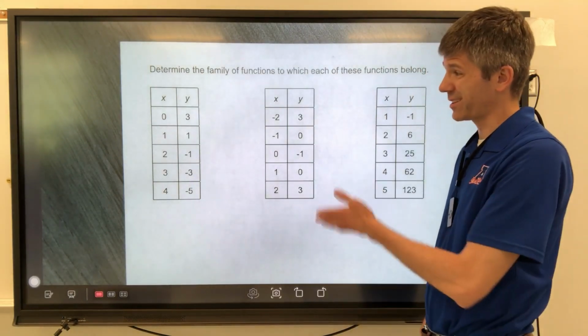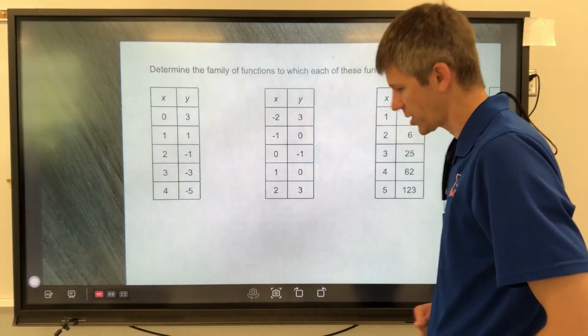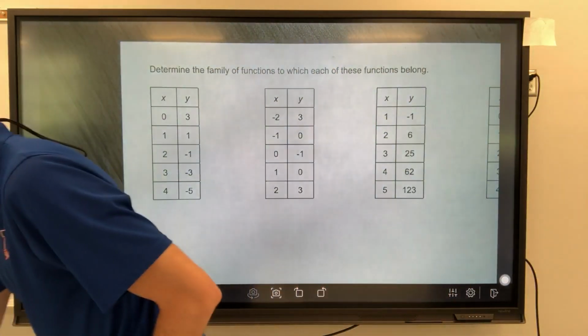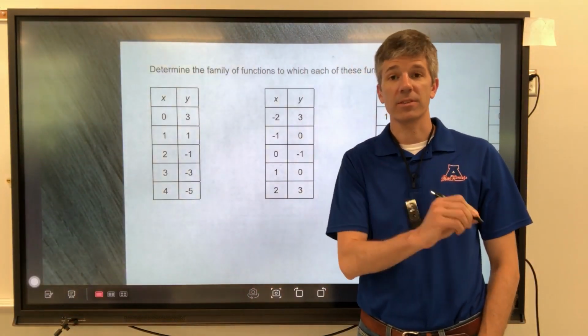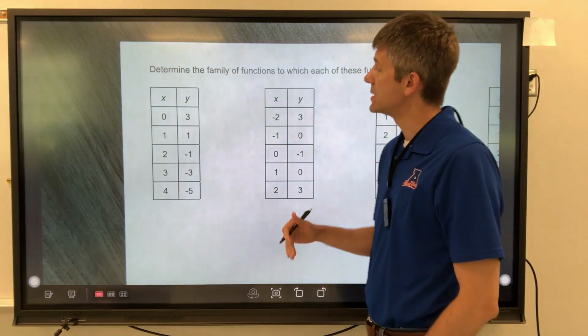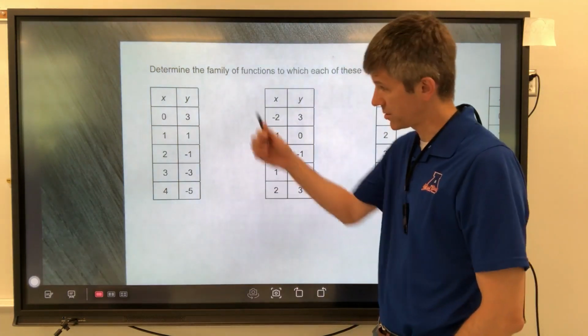But we're just going to look at the numbers, and then we'll plot them as well and get a visual for it. And we're going to start with one that's relatively easy. One way that I like to determine the family of functions that we're dealing with is looking at the rate of change and seeing if that rate of change is constant or not. So let's look here.